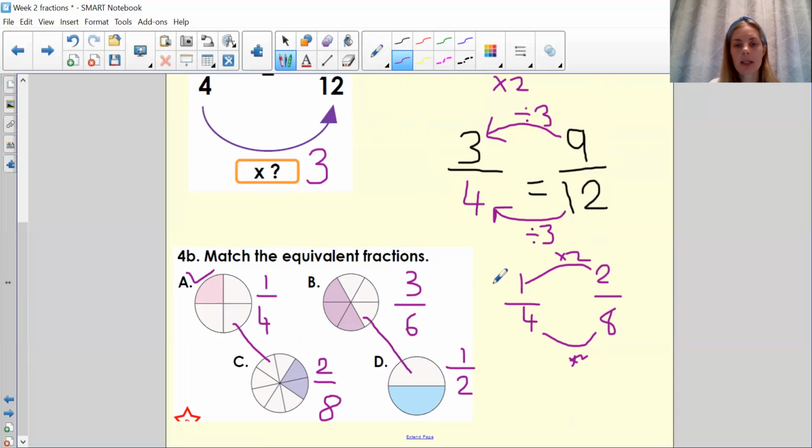And then obviously I'm left with these. And 3 sixths is equal to a half. And an easy way to look at if something is a half is if I look at 3 and 6, I know that 3 is half of 6. So therefore it has to be a half. So hopefully you got that right.